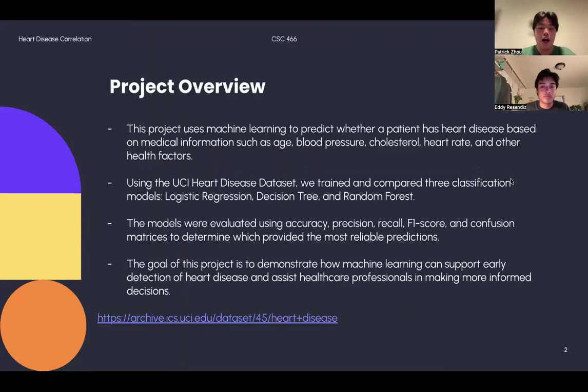Here's our project overview. In this project, we're using UCI's heart disease dataset to implement machine learning to predict whether a patient has heart disease based on medical factors. We trained and compared three classification models: logistic regression, decision trees, and random forests. These models were then evaluated using accuracy, recall, F1 score, as well as confusion matrices to help us determine which of the three classifications were the most reliable predictions. The ultimate end goal for us was to demonstrate how machine learning can support early detection of heart disease and assist in making more informed decisions.